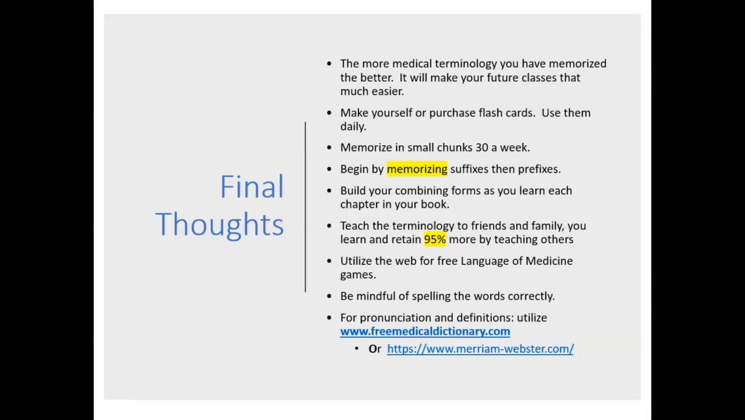Utilize the web for free language of medicine games. Most importantly, in your writing, always be mindful of your spelling. If you have trouble with pronunciation, it's okay. We all do. Utilize freemedicaldictionary.com, or really my favorite is Merriam-Webster.com, because it is a one-stop shopping for all your English needs. It has a regular dictionary, it has a thesaurus with antonyms and synonyms, and it has a medical dictionary as well.